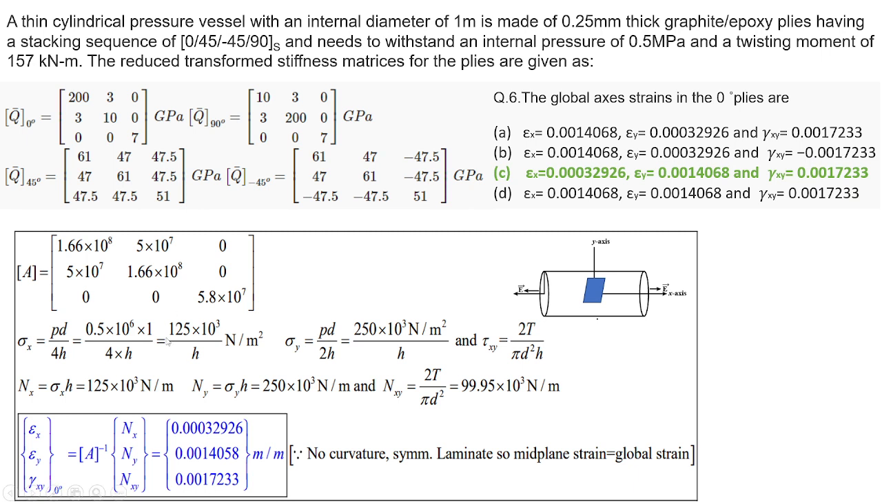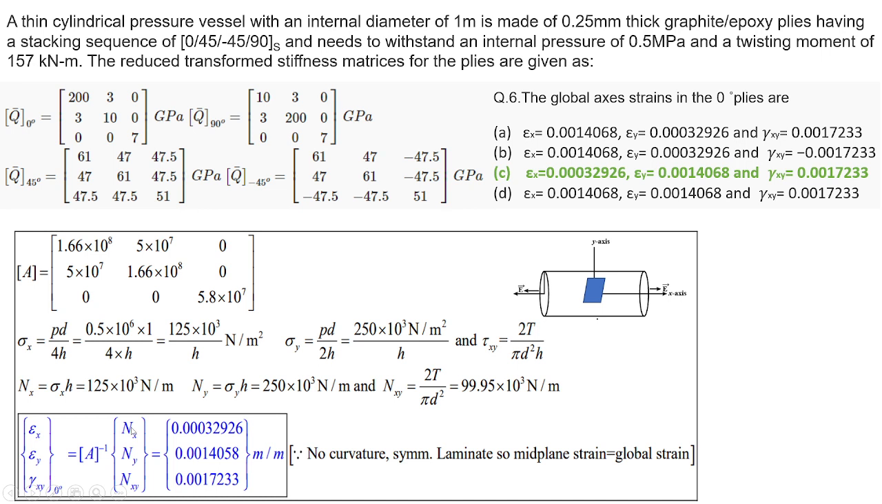Now, to find the loads in the x, y and xy directions, we have to multiply the stresses with the thickness. As the thickness is already given in the question, we will find Nx, Ny and Nxy. So now we have the A matrix and the Nx, Ny and Nxy values, and from that we can get the mid-plane strains from this equation.